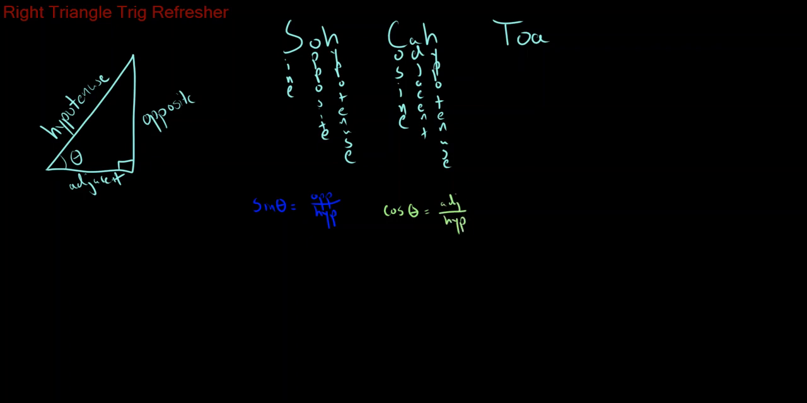And TOA stands for tangent. Tangent is the opposite leg over the adjacent leg. And the shorthand for tangent is tan. So tangent of theta is opposite over adjacent.